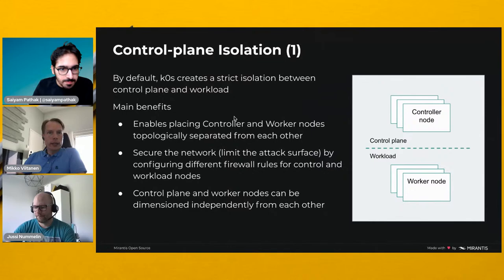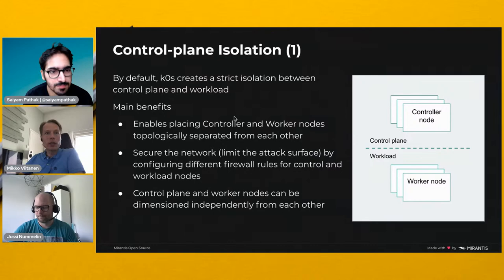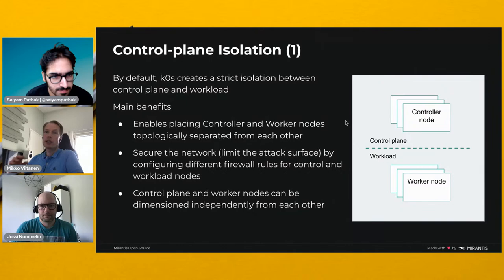So first of all, the general benefits of control plane isolation. What is it all about? Controllers and worker nodes are placed separately in the network, and the control plane can be run separately, for example in the public cloud. And then the workers can run, for example, in an edge location, or they can even be in a private network to keep your application separated.